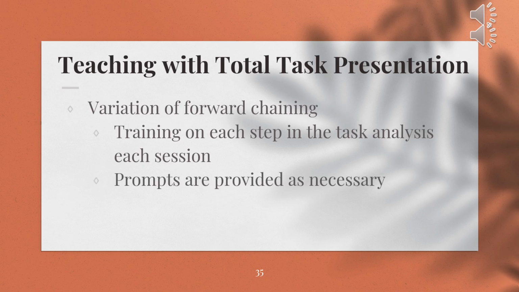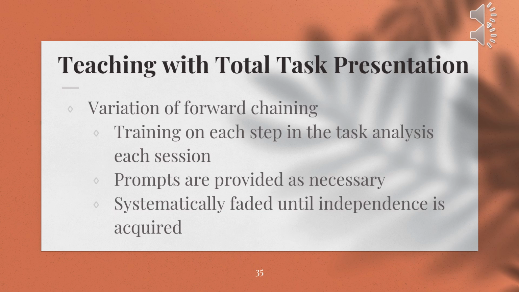Prompting is provided as necessary with the steps that the learner is unable to complete independently. These prompts are systematically faded until independence is acquired for the entire chain. Reinforcement may be delivered following targeted steps or following the completion of the whole chain. Now we're going to watch a short video that provides an example of total task presentation.